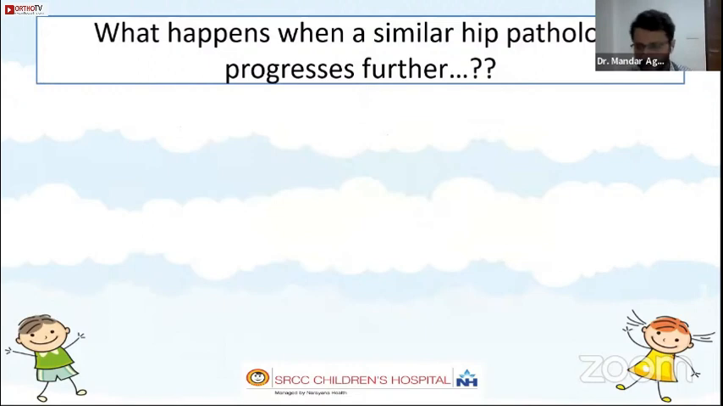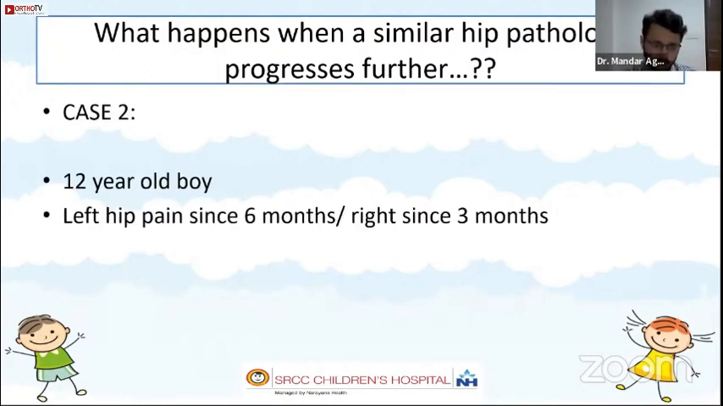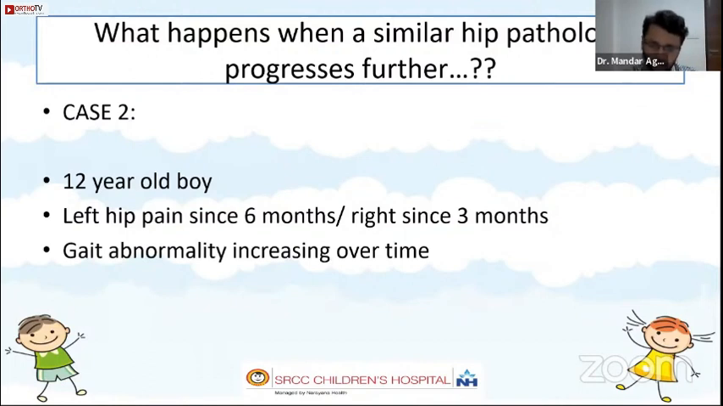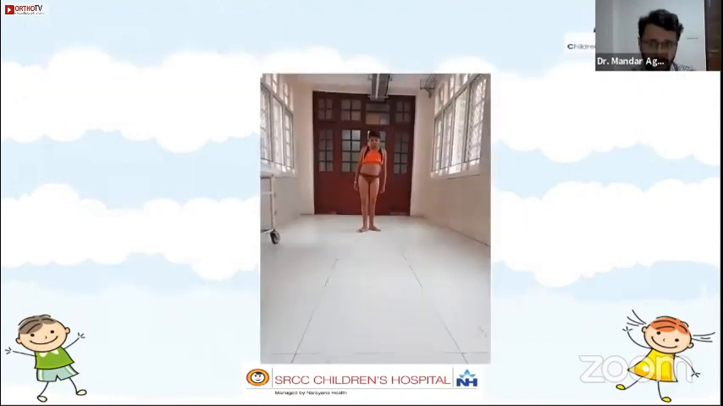So what happens when this similar hip pathology progresses further? What happens when the SCFE progresses further? You have another child, a slightly younger boy, a 12-year-old with left hip pain since 6 months, while the right has pain since 3 months. He has gait abnormality which is increasing over time, and now he is unable to squat and has difficulty sitting cross-legged. Now this is a very important finding. He has difficulty in normal activities of daily living.